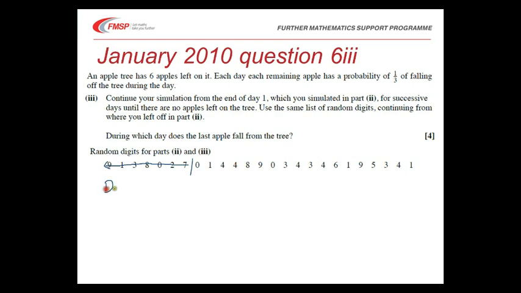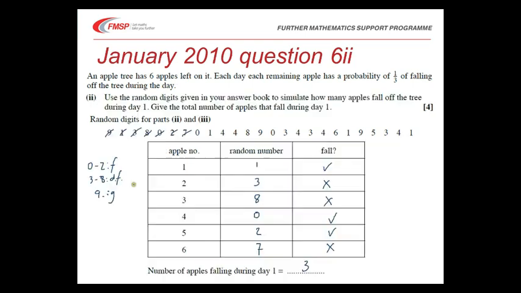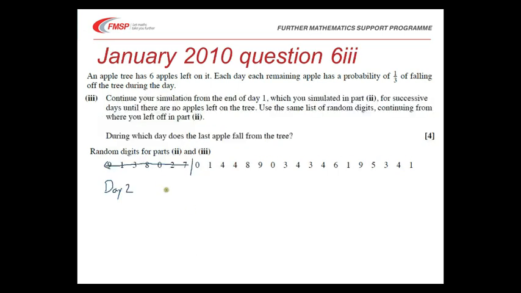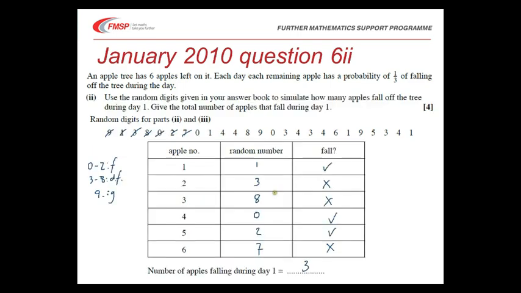So we've then got day 2. The apples that we've got left are apple number 2, 3 and 6. I've got 2, 3 and 6 left. I can do a random number, 0, 1, 4. I can then ask whether it falls, and I've got yes, yes, no. Day 3. Here I've got apple number 6.